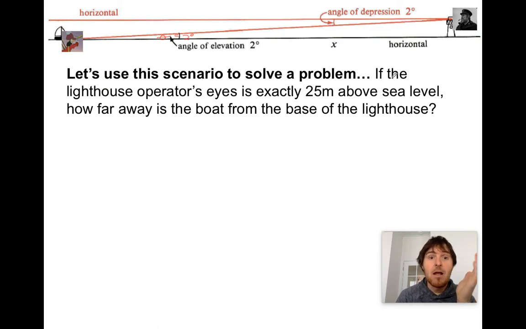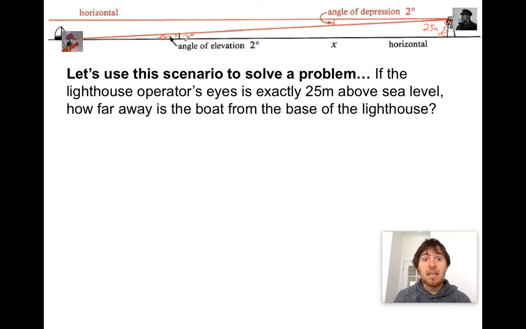So this problem: the lighthouse operator's eyes are exactly 25 meters above sea level. So from here to here, we've got 25 meters. And what do we know about the lighthouse that's not explicitly said in this problem? Well, would the lighthouse be at an angle to the ground that's anything other than 90? No, the lighthouse is perpendicular to the ground itself, so I want to put in that perpendicular symbol. So here we have a right triangle, right? We have a 25-meter side. It looks like a leg because our right angle's right here.